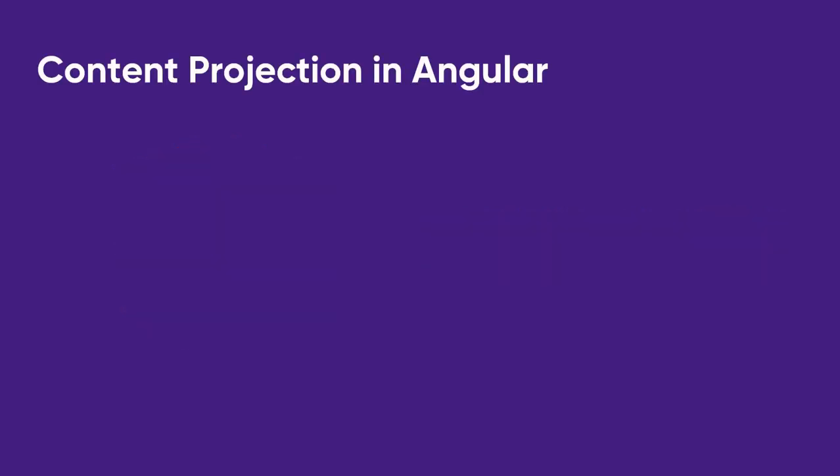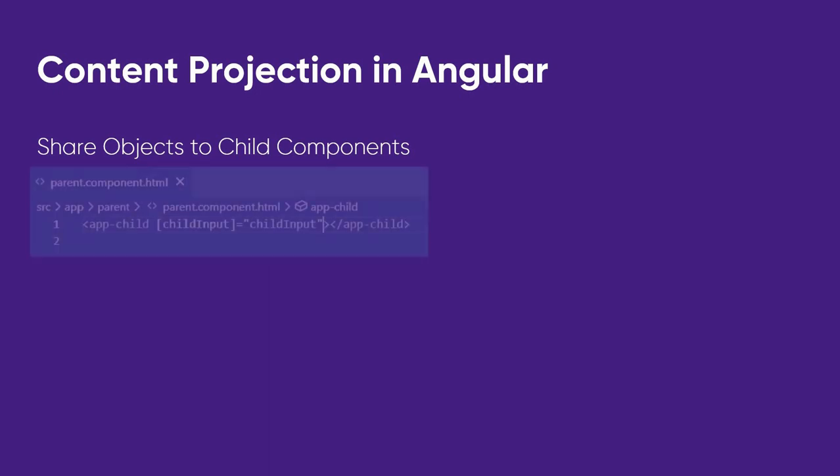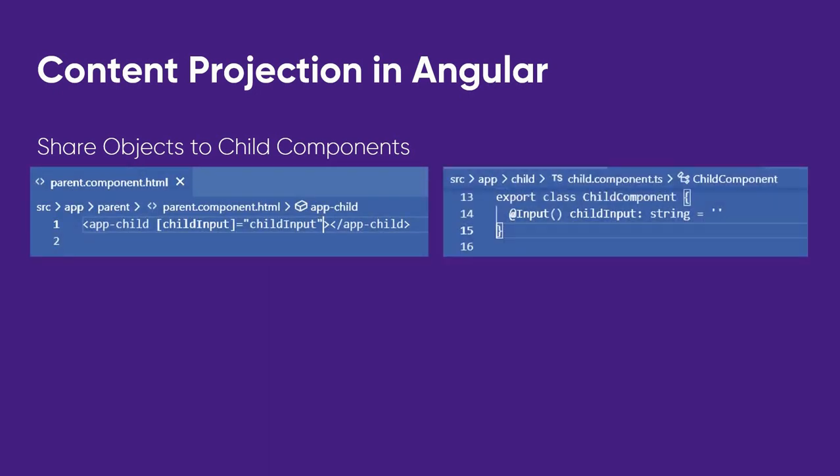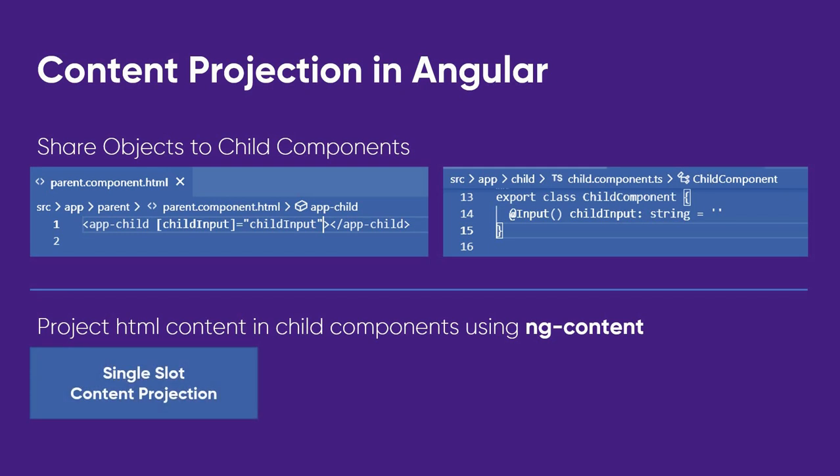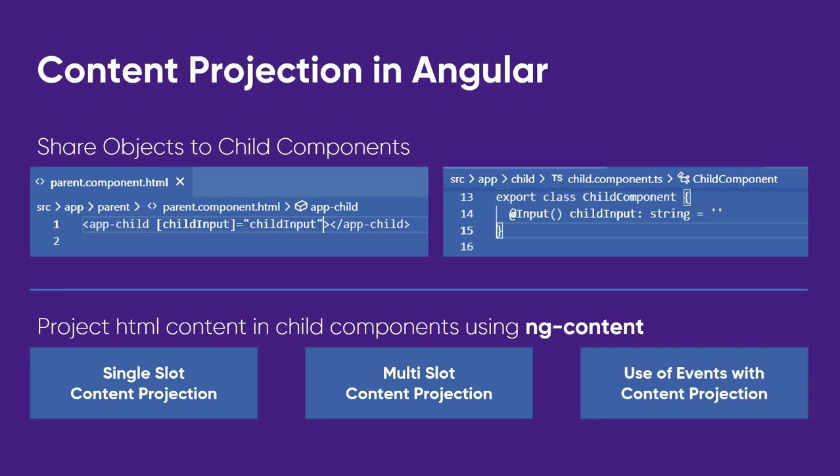Okay, let's start. If you want to send data from parent component to child component, then we can simply do it by using input decorator and property binding, but we can pass only objects using this method. If you want to send some HTML content to child component, then we can use content projection using ng-content. So we will see how to do single slot content projection and multi-slot content projection and how to use events on projected content.